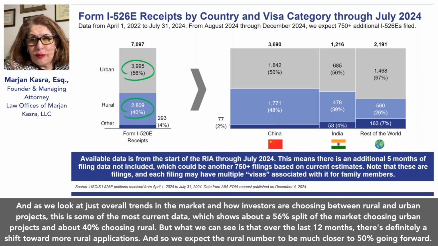And as we look at overall trends in the market and how investors are choosing between rural and urban projects, this is some of the most current data, which shows about a 56% split of the market choosing urban projects and about 40% choosing rural. But what we can see is that, over the last 12 months, there's definitely a shift toward more rural applications. And so we expect the rural number to be much closer to 50% going forward.